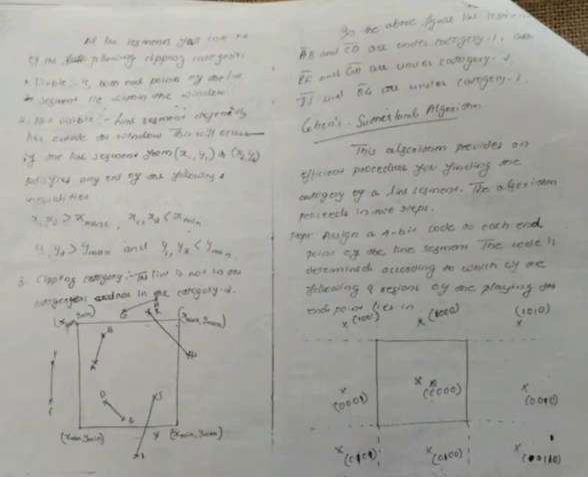Next is the Cohen-Sutherland algorithm. This algorithm provides an efficient procedure for finding the category of a line segment. The algorithm proceeds in two steps. The first step is to assign a 4-bit code to each endpoint of the line segment. The code is determined according to which of the following 9 regions of the plane the endpoint lies in. In the figure below, we can see the 9 regions, each with a 4-bit code.